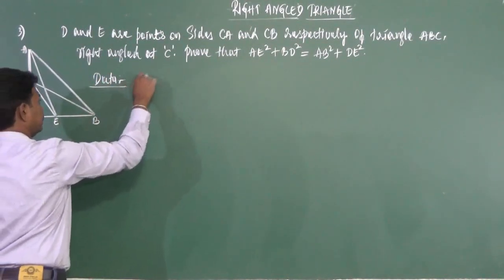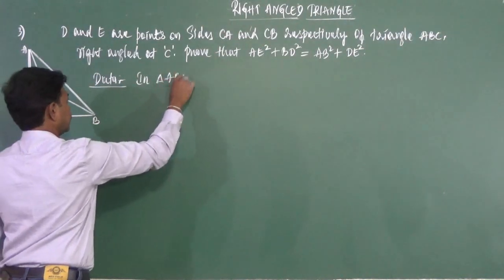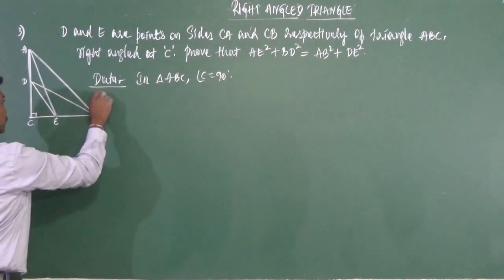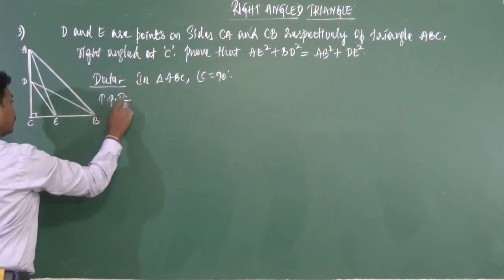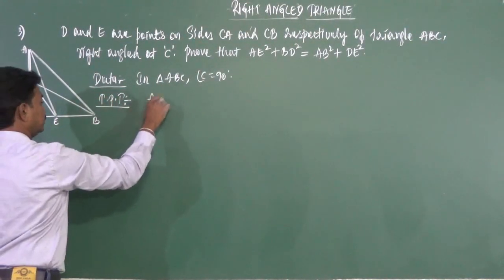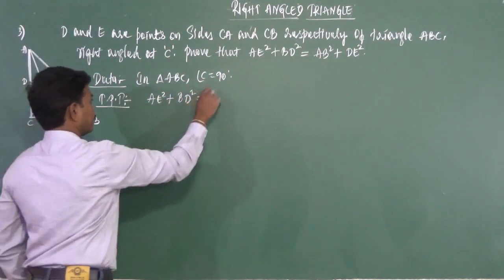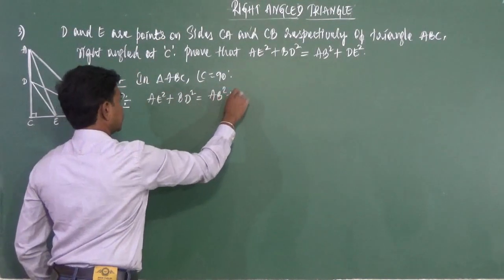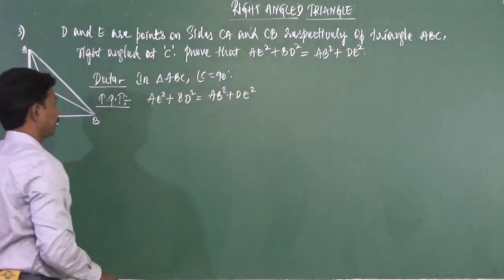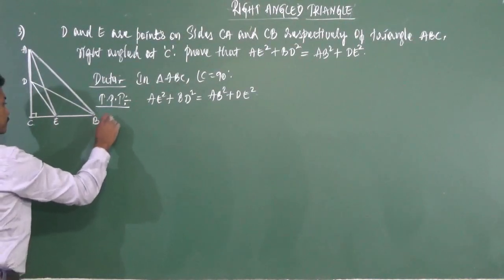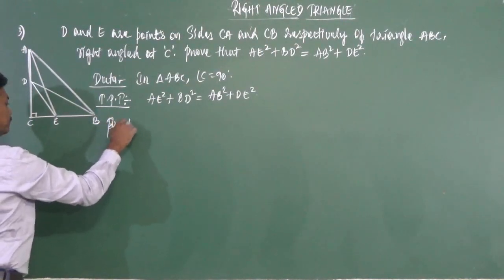So in triangle ABC, angle C is equal to 90 degrees. So we have to prove that AE square plus BD square is equal to AB square plus DE square. Okay, so this is to be proved. So let us get into the proof.